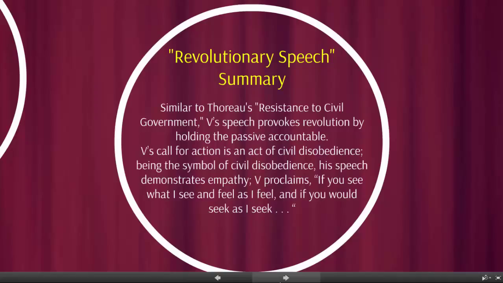And this is when, in my opinion, V is not just one character, he's actually a symbol, and that's my interpretation of V. So when he proclaims, "If you see what I see and feel as I feel, and if you would seek as I seek," that's what he's trying to get them to do: to stop passively accepting what the government is giving them, but to ask questions and to demand more. And that's exactly what Thoreau was trying to do in his essay.